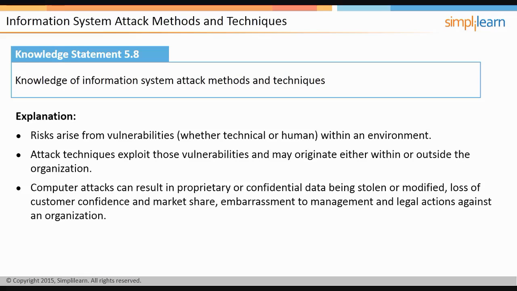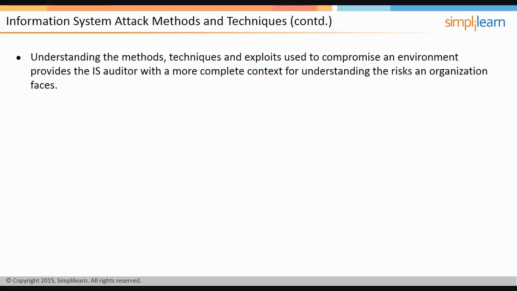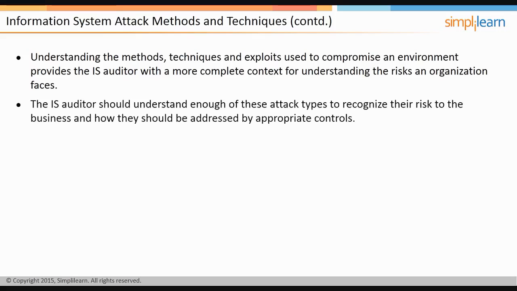Let us continue discussing about information system attack methods and techniques in the next screen. Understanding the methods, techniques, and exploits used to compromise an environment provides the IS auditor with a more complete context for understanding the risk an organization faces. The IS auditor should understand enough of these attack types to recognize their risk to the business and how they should be addressed by appropriate controls.